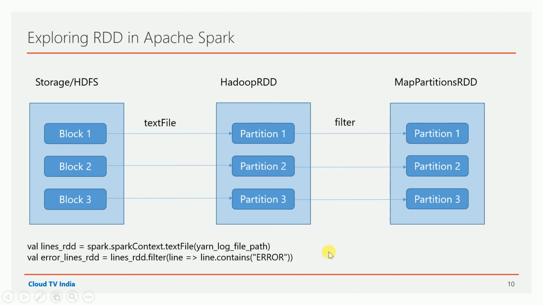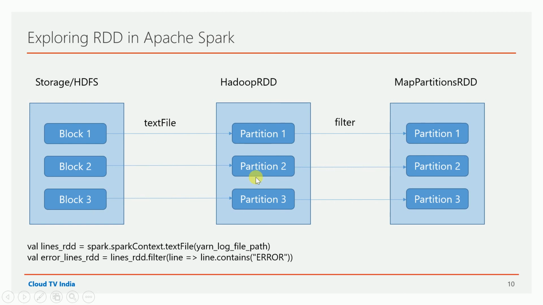When you read from HDFS, whenever you store data in HDFS, the file is broken into blocks based on the default block size. In Apache Hadoop the default block size is 64 MB, while in the Cloudera and Hortonworks distributions it is 128 MB. You can modify it based on your use case. Based on the block size, your file will be broken into multiple blocks and stored in HDFS. When you read that file in Spark, each block becomes a partition in the RDD.